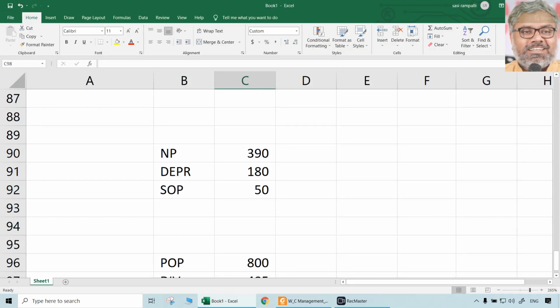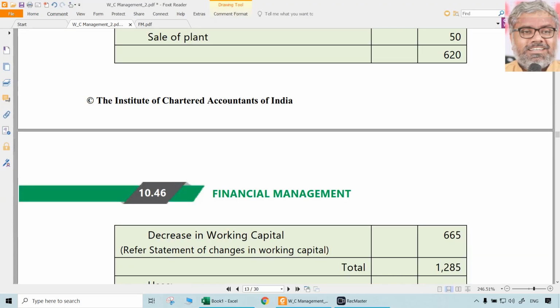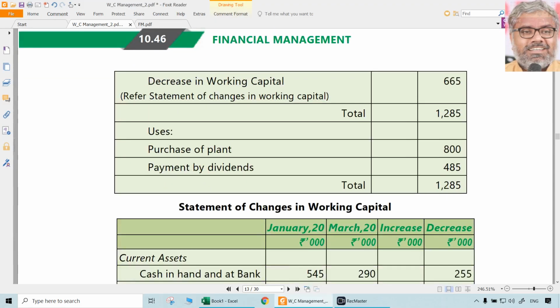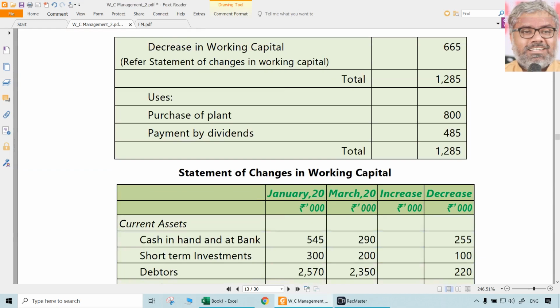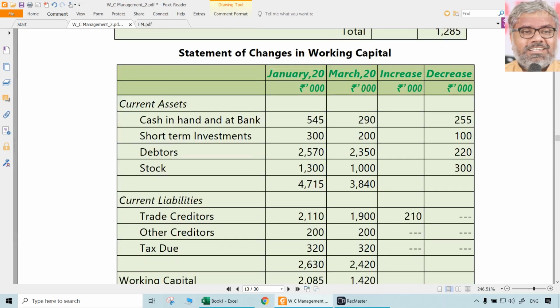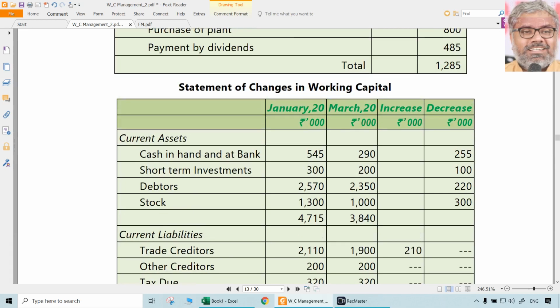But here in general, we don't do it within the statement. We have to prepare a separate statement showing the changes in working capital. Statement of changes in working capital has to be separately prepared. Here, because we are preparing for 3 months, straight away we can take the opening balance of January and closing balance of March and see whether there is an increase or decrease. So this is called statement of changes in working capital.